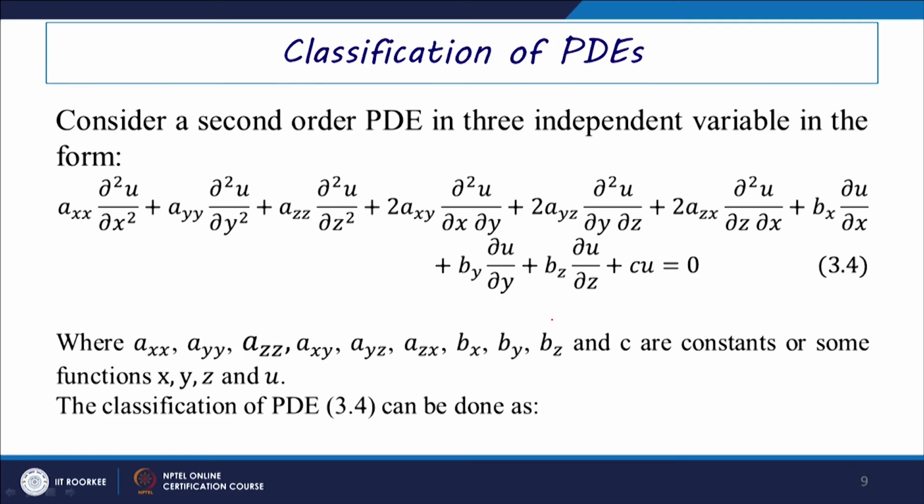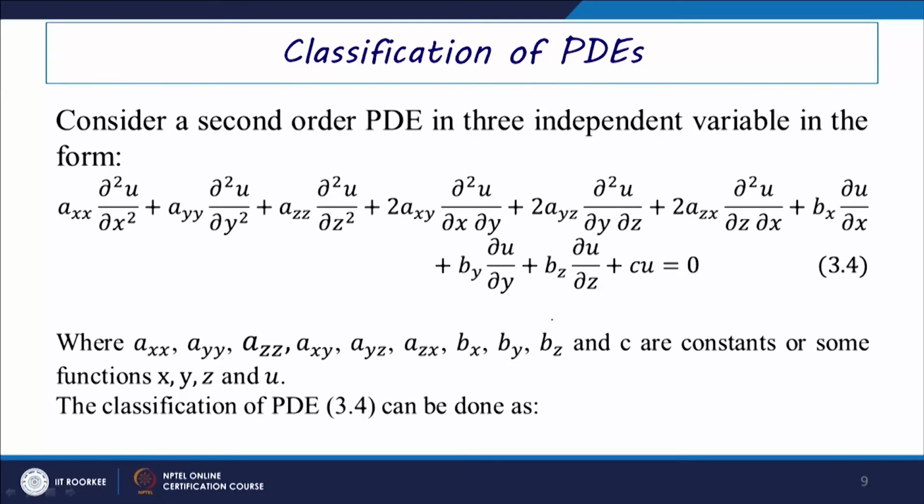So then in a generalized form, consider a second order partial differential equation in 3 independent variables. In the two variable sense, we have the coefficients a, b and c, and based on that we classify whether b square minus 4ac is greater than 0, less than 0, or equal to 0. But if there are more than two variables, then we will have several coefficients in that scale.